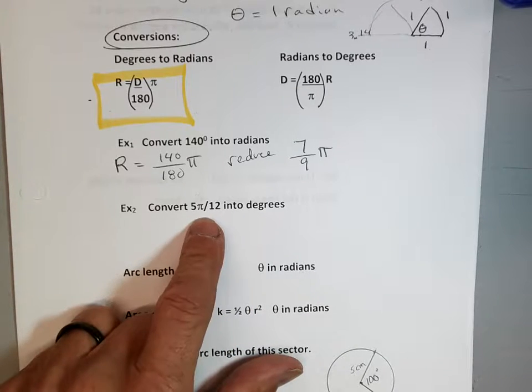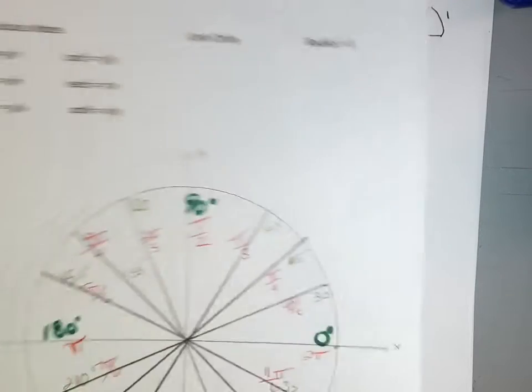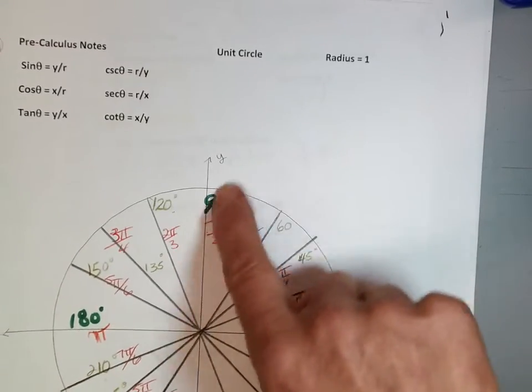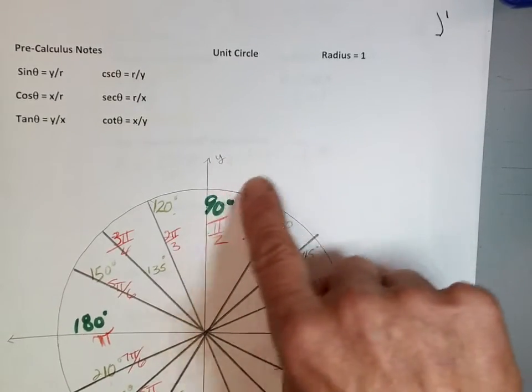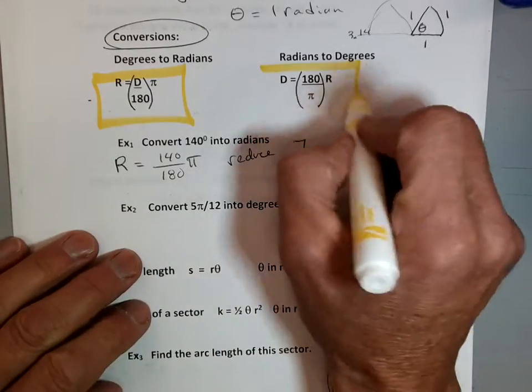Okay. Now, we can do the same thing if we want to convert to degrees. So if I got 5 pi over 12, it's a little bit less than half a pi, so it's somewhere around here. The answer is probably about an 80 some odd degree angle, maybe. So the conversion is to convert it back to degrees.